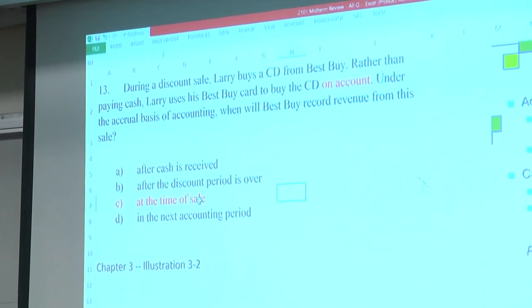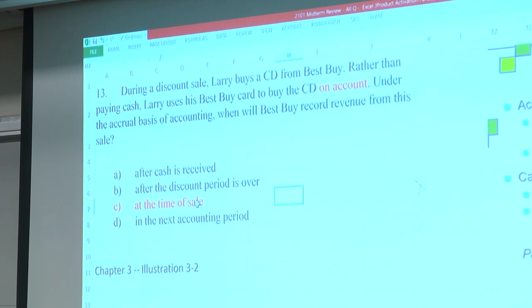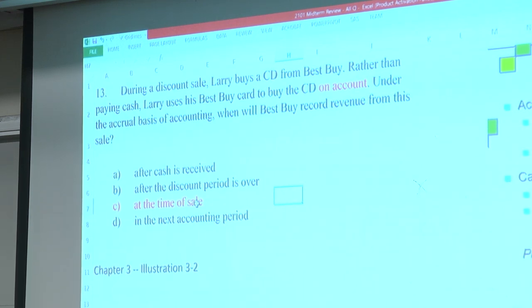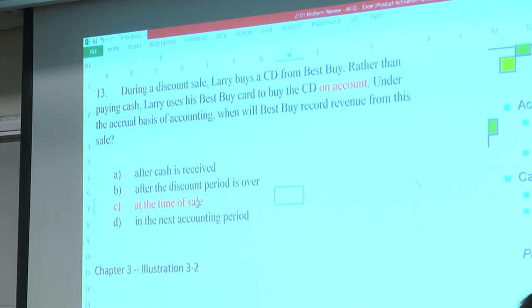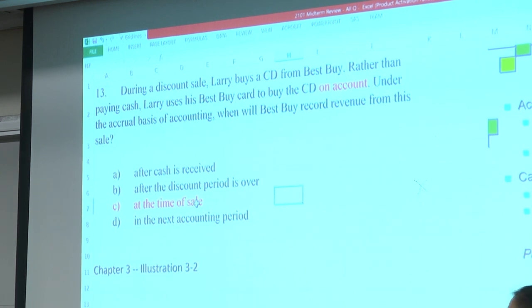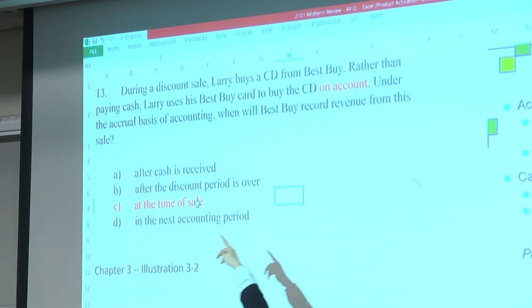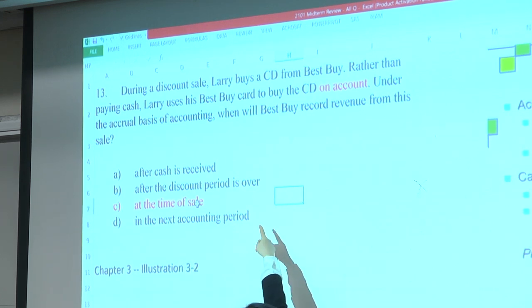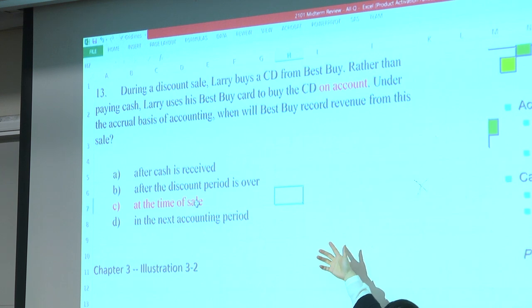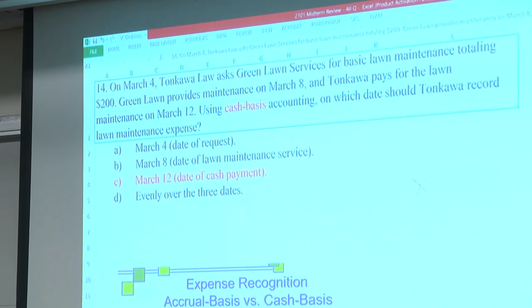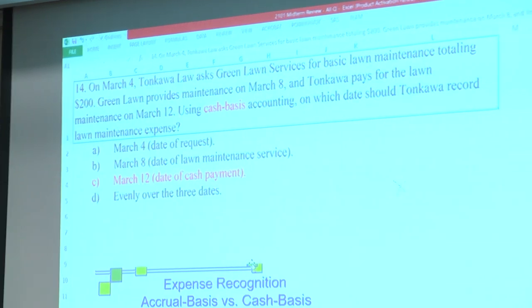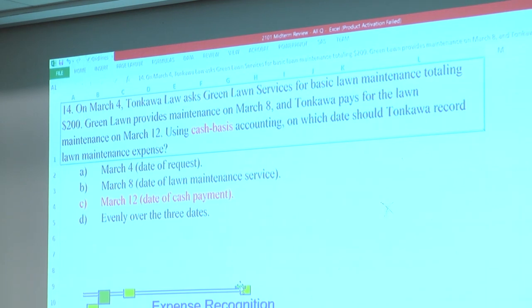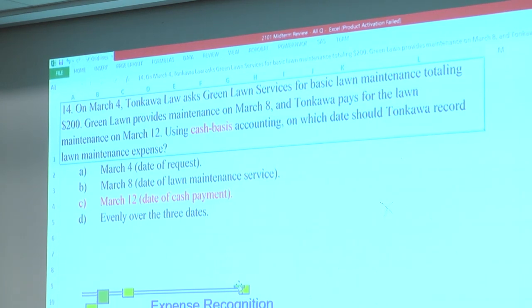At the time we sell the products, we have to record revenue because it's under accrual basis. How about cash basis accounting? If I change the question to, under the cash basis of accounting, what is the correct choice? Very good. So cash is really easy. Same for the expense. It's only about cash. When do you receive cash?